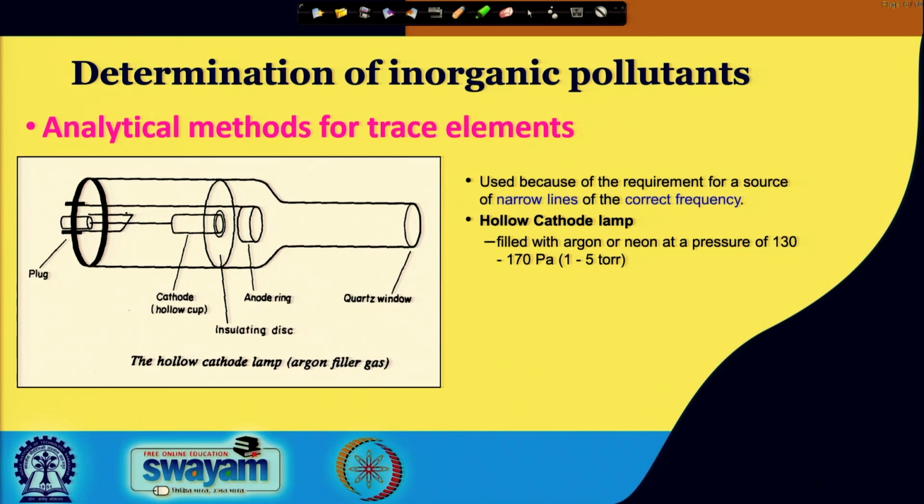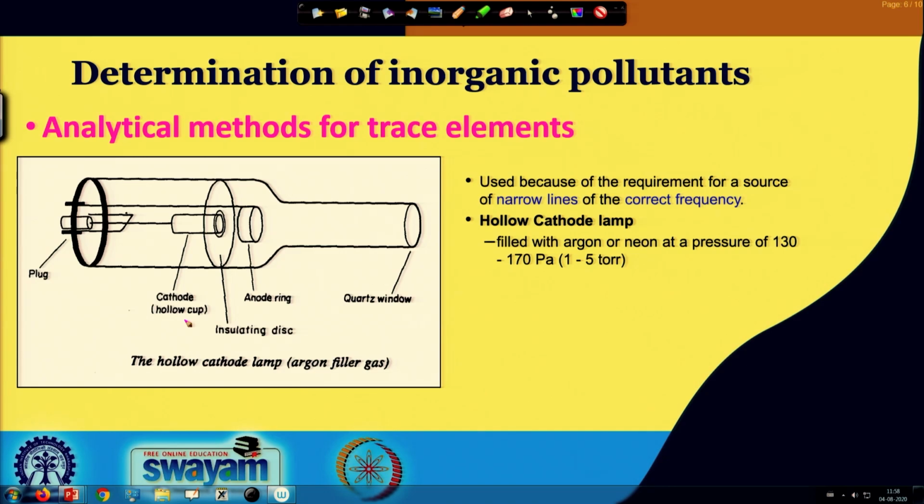In the last lecture we talked about the working principle of atomic absorption spectroscopy, and I showed you the schematic diagram of the atomic absorption spectrometer, and then we talked about the hollow cathode lamp. So, this is the picture of the hollow cathode lamp. You can see here it has different components. It has a quartz window, an anode ring, an insulation disc and the cathode, and also there is a plug. The cathode is made up of that particular element.